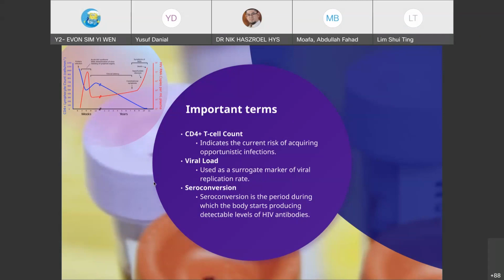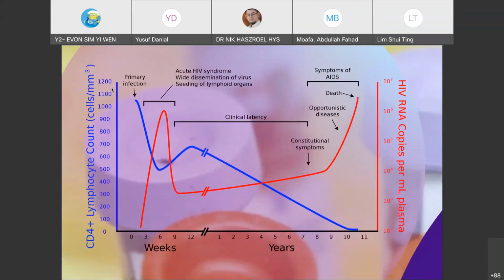And then you have seroconversion. Seroconversion can be different for each test, but it generally indicates the period of time where your body starts producing detectable amounts of HIV antibodies. So for each test, it can be different. Okay, so this is the graph explained by Yvonne already, pretty well.